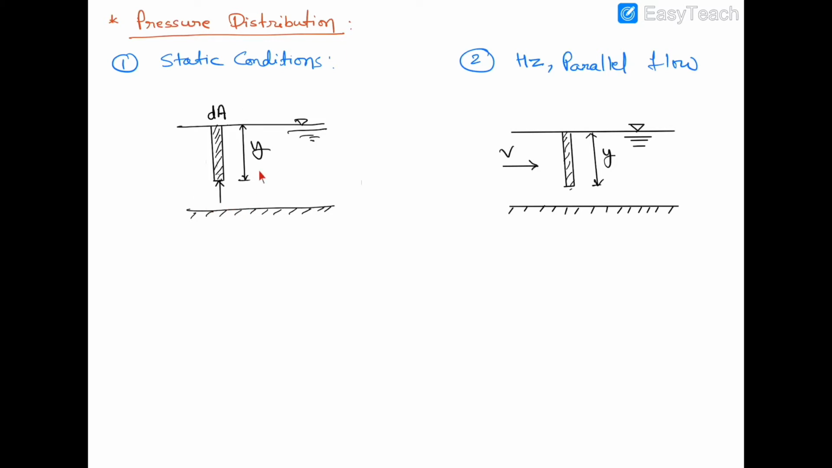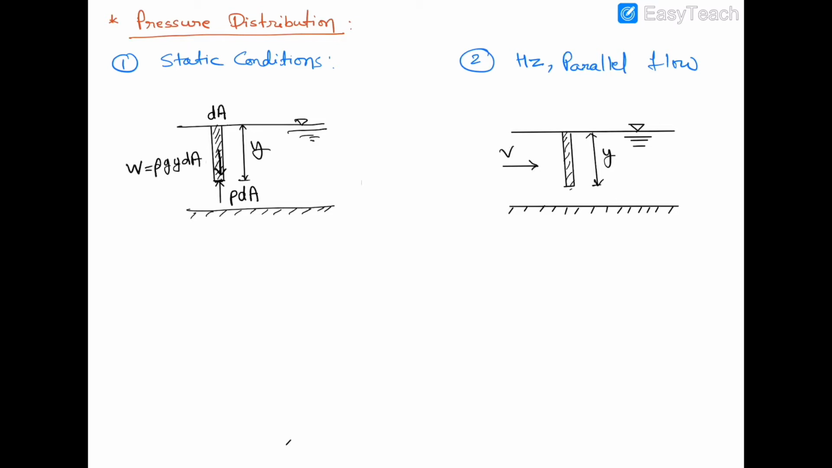Now how many forces will act on this liquid column? The weight of this liquid column W will act in the vertically downward direction. W is equal to unit weight multiplied by volume. So unit weight is rho g multiplied by volume. Volume is y into dA. And let's consider the pressure intensity at the bottom of the liquid column is small p. So pressure force at this face will be equal to p into dA.